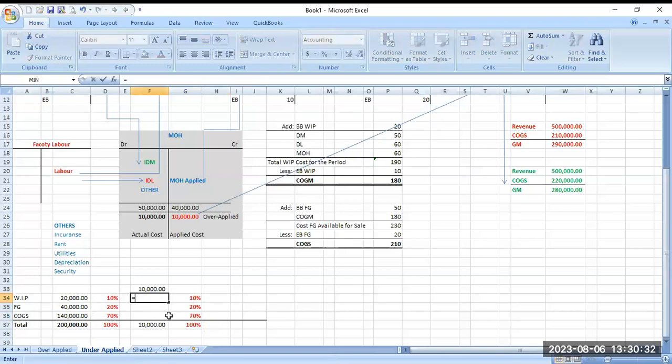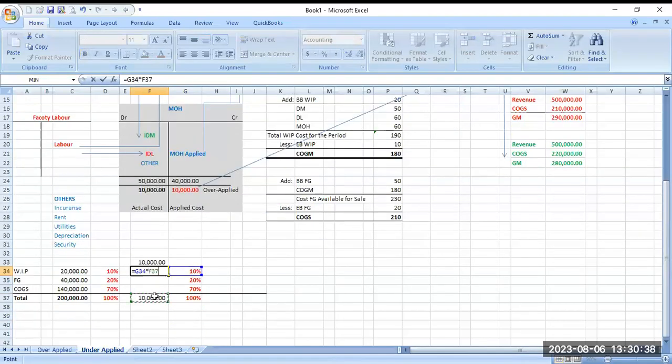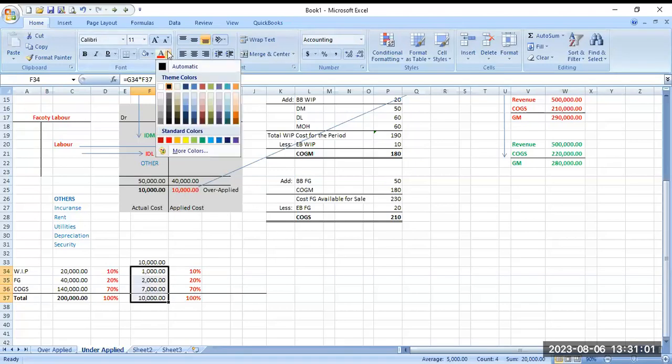So what am I going to do? 10% times 10,000 is going to give me 1,000, which goes to the work in process. Then the 20% times the 10,000 is 2,000, which goes to the finished goods. And the last one will obviously be 7,000. And that's how I'm going to apply this $10,000 to all those three accounts.